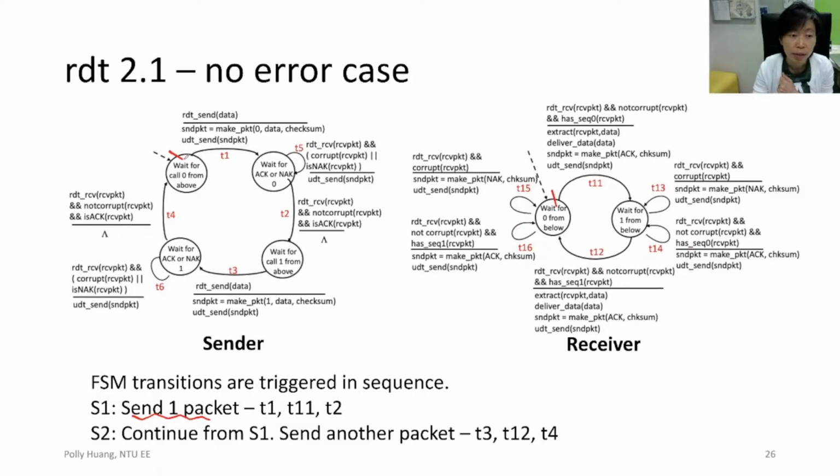Now, we're here at the starting state. To determine what transitions to take, let's check out what the transitions are. Starting from this state, there's only one possibility, which is T1. And it happens to be what? Getting a call from above, which is to send one packet. So obviously, the first transition we'll be taking is at the sender side, and it's T1. It matches this event here, and it's going to complete all the actions listed here, which is to generate data packet 0 and send it out. At this point, the sender here enters the wait for ACK or NACK 0 state.